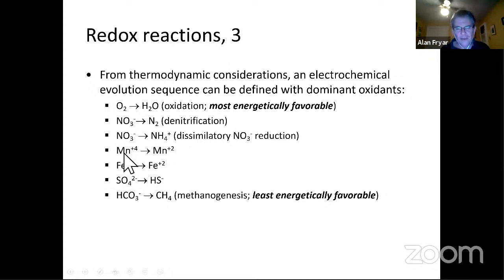And then you start to get into metal reduction: reduction of manganese 4 to manganese 2, reduction of iron 3 to iron 2, reduction of sulfate to sulfide, and finally methanogenesis. There are a couple of different methanogenesis pathways, but the one that I've shown here is reduction of bicarbonate to methane. With the exception of methanogenesis, all these other reactions are catalyzed by bacteria. Methanogenesis is catalyzed by archaea, a different kingdom of microorganisms.